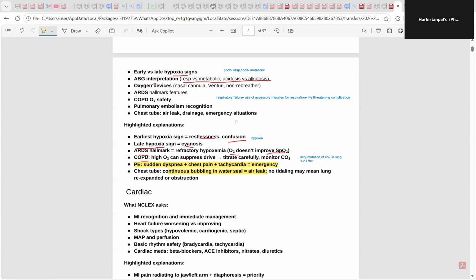The important points you have to keep in your mind in a respiratory system.